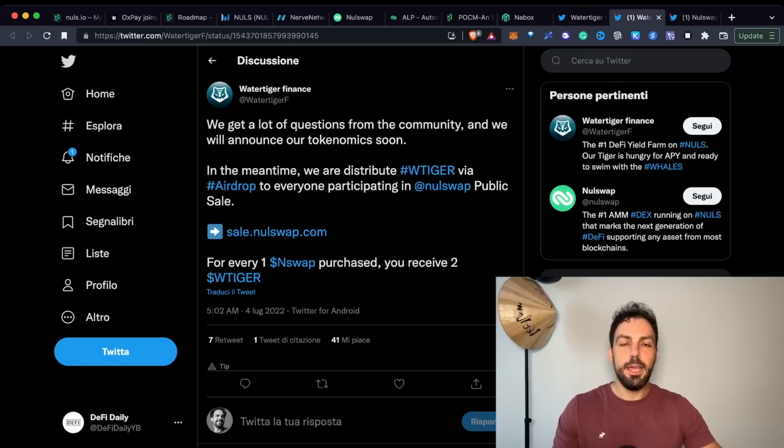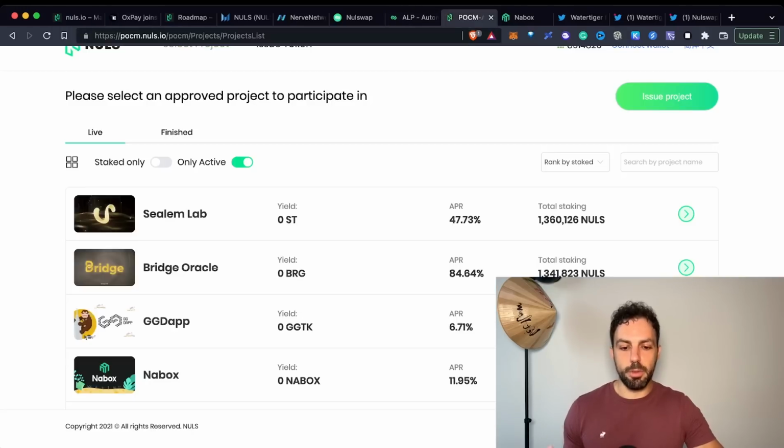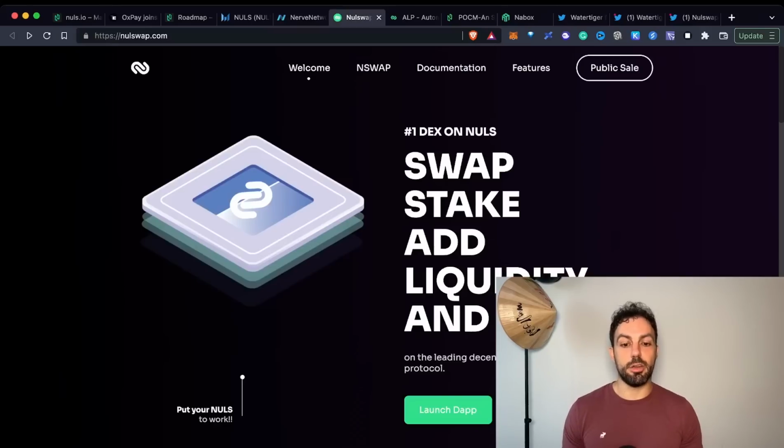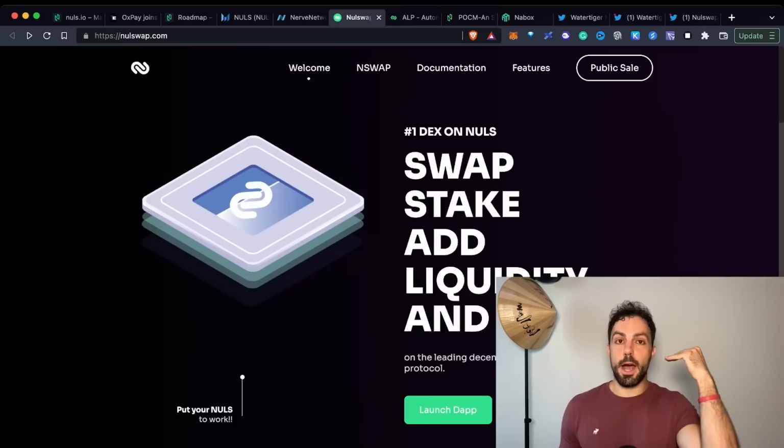In any case, guys, remember that it will require time for all the different projects to mature and to attract people. In this moment, when we are talking about Nuls and the whole ecosystem, so all the projects that you are seeing here, and even Nulswap, which is a project that is launching right now, you will be one of the first early adopters. So it means simply that if the whole ecosystem succeeds, the amount of reward that you will receive will be quite high.